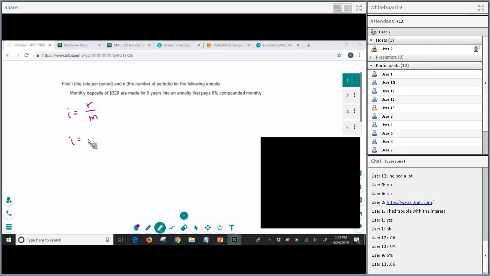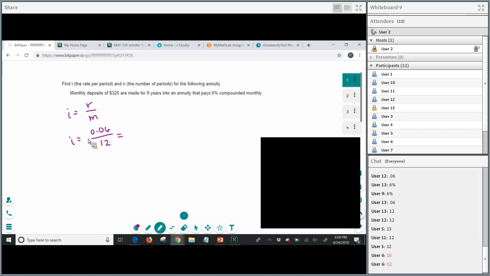Yes, it's 6% or 0.06. In this particular example, they had you enter the I as a decimal, so I'm going to go ahead and use the 0.06. And what is the M? What is the number of payments in a month? I'm sorry, why did I say that? What is the number of payments in a year? Yes, thank you, it's 12. I said month because I was thinking monthly, and then it just came out of my mouth.